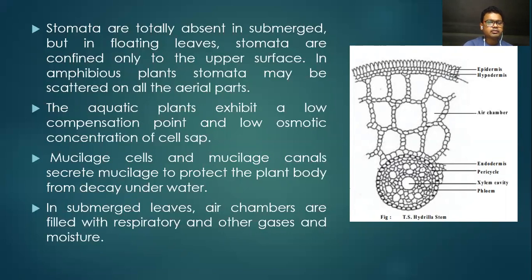Next is the compensation point and low osmotic concentration. We know the compensation point, in the exchange of CO2 and oxygen, and the osmotic concentration are very low, because they are already present in the water content. That's why osmotic pressure does not have much effect on their cells. Mucilage cells and mucilage canals secrete mucilage to protect the plant body. This one is important.